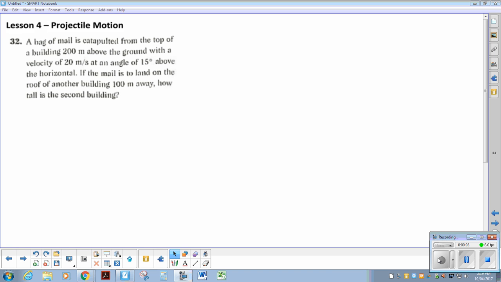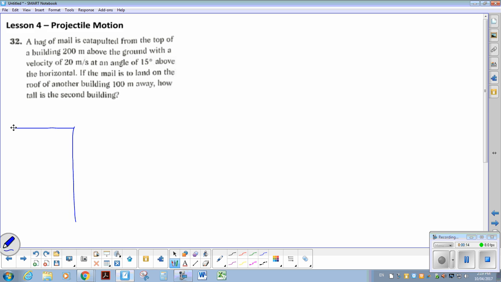Hello, I've had a question from Unit 1, Lesson 4. This is projectile motion, number 32. I need a diagram here. It says a bag of mail is catapulted from the top of a building 200 meters tall. There's my accurate drawing of my building.